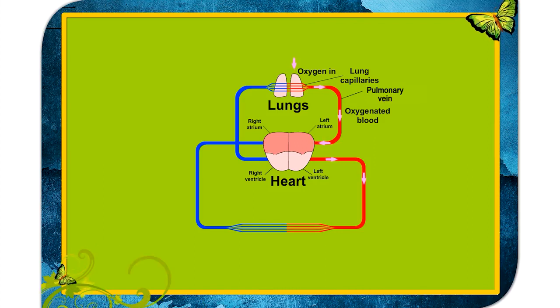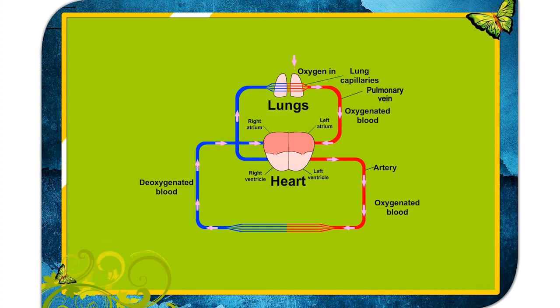When the left ventricle contracts, it pumps oxygenated blood into the main artery called the aorta. The aorta branches into many arteries and supplies oxygenated blood to all the organs of the body. The oxygenated blood from the arteries passes through the capillaries of body organs, giving food and oxygen to body cells. At the same time, carbon dioxide produced during respiration enters into the blood through the capillaries.